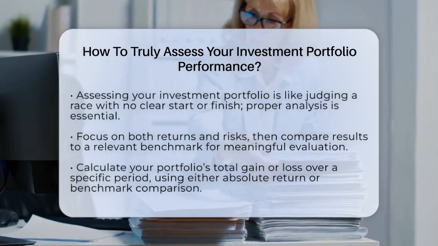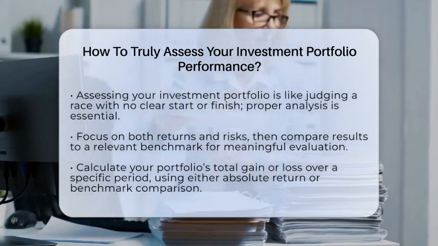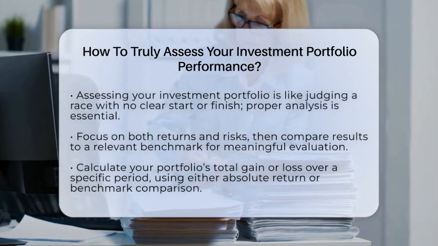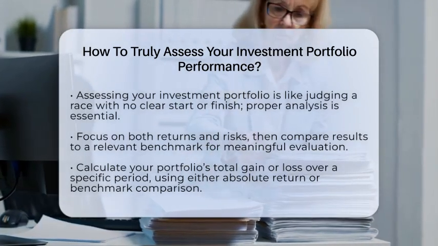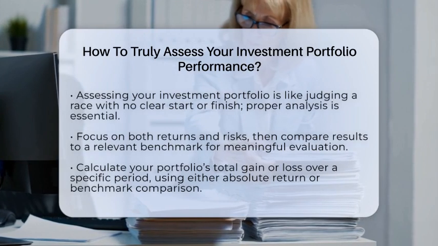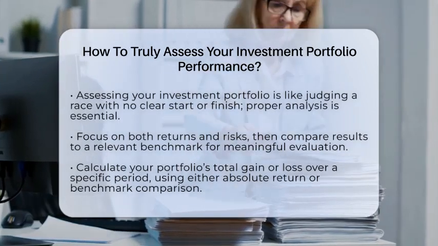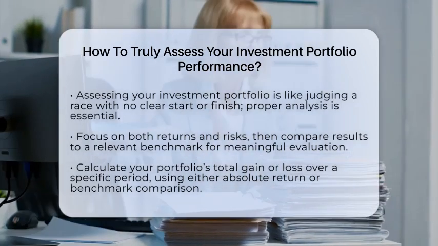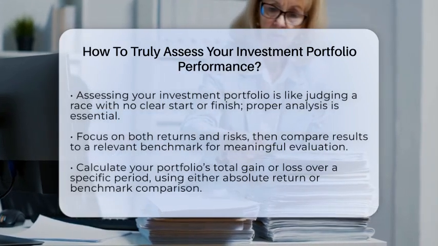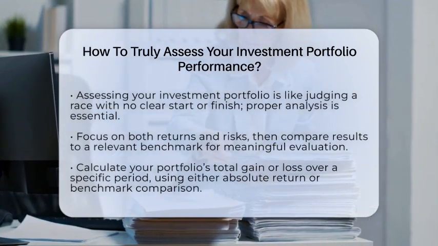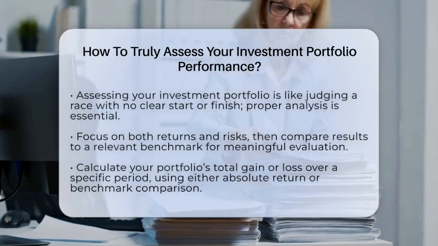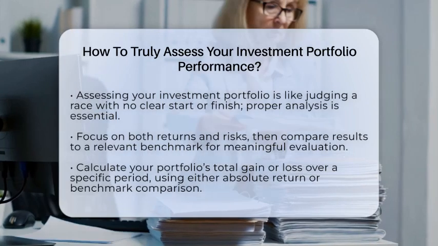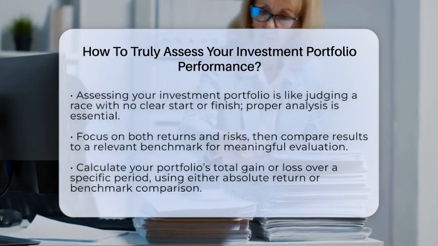Start by figuring out your portfolio's return, which is simply the total gain or loss over a specific period. You can look at the absolute return, which is the percentage increase or decrease in your investments, or compare your performance to a benchmark, like the S&P 500 index if you mainly invest in large U.S. stocks. Benchmarks act as a yardstick, helping you see if your investments are doing better or worse than the market segment you're targeting.